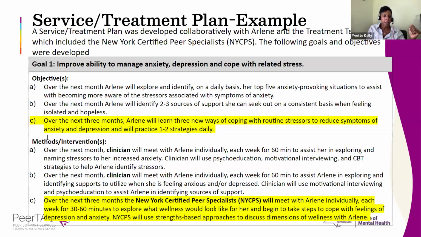And this last bullet here, the intervention, which says who's going to be doing what for the peer portion, or for the New York Certified Peer Specialist portion here, they're going to be meeting with Arlene individually each week to really explore what wellness would look like for her, and to begin to take steps to cope with feelings of depression and anxiety. And they're going to use a strengths-based approach and discuss dimensions of wellness. Okay, so that's going to be the peer provider's portion of how they're going to be supporting Arlene in her goals.